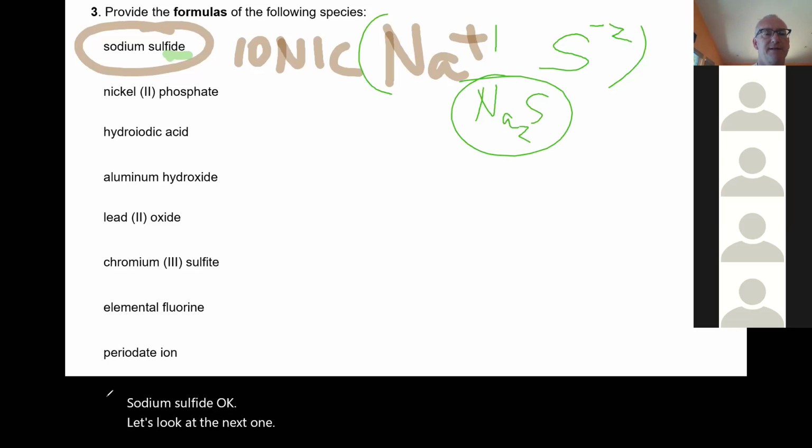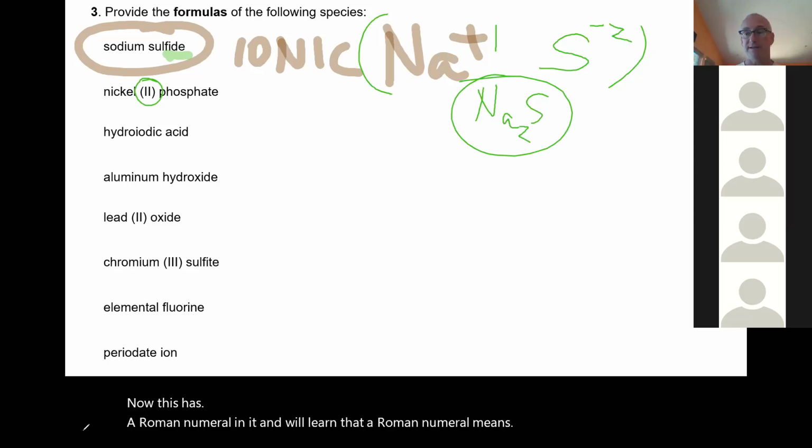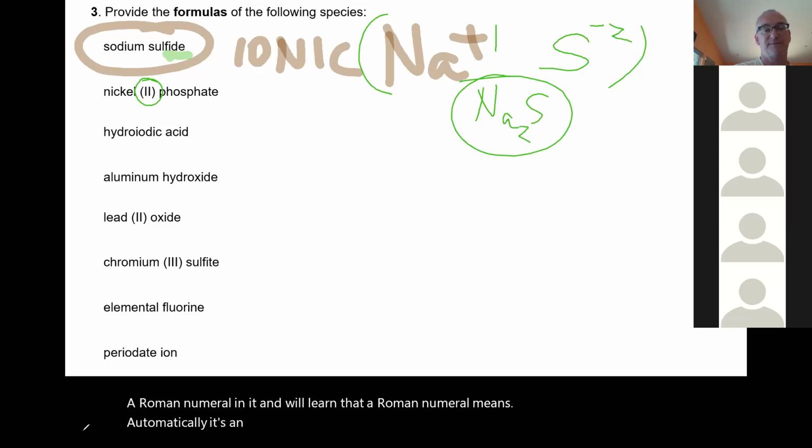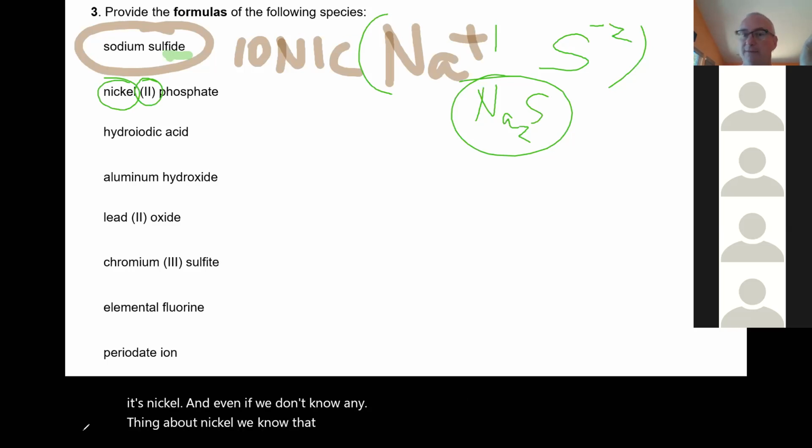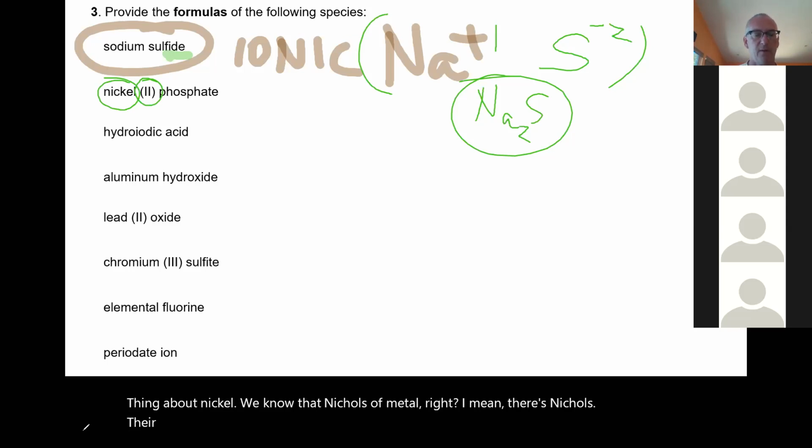Now this has a Roman numeral in it. And we'll learn that a Roman numeral means automatically it's an ionic compound. And we should pretty much know that anyway because it's nickel. And even if we don't know anything about nickel, we know that nickel is a metal, right? I mean, there's nickels, they're metal. It's probably metal. But what does the 2 in brackets mean?